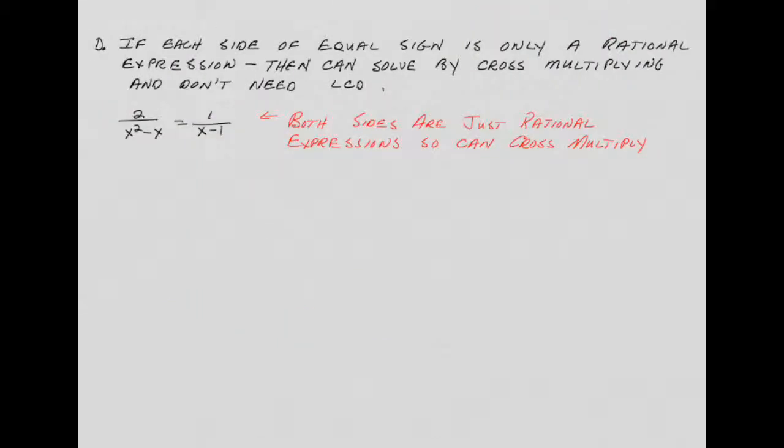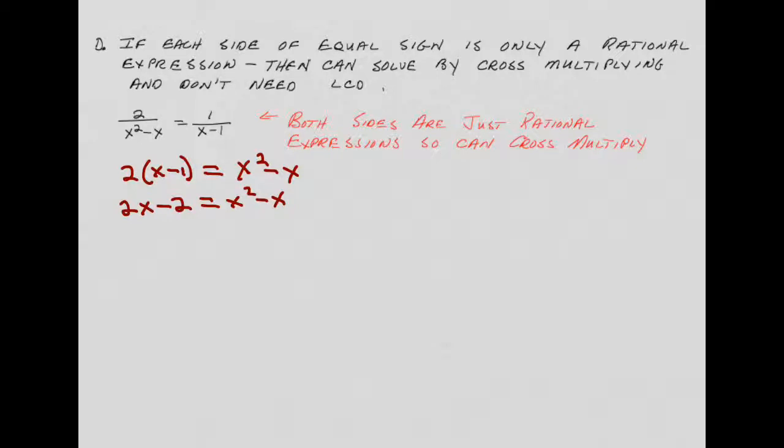The last example is a special case where I have rational polynomials that are equal to each other, and so that's actually a proportion. Notice that I only have 2 terms. One's on one side of the equal sign, the other's on the other, so I can do cross products. So if I do cross products on this, I have 2 times x minus 1 is equal to x squared minus x. So let's go ahead and multiply these out. That would be 2x minus 2 is equal to x squared minus x.